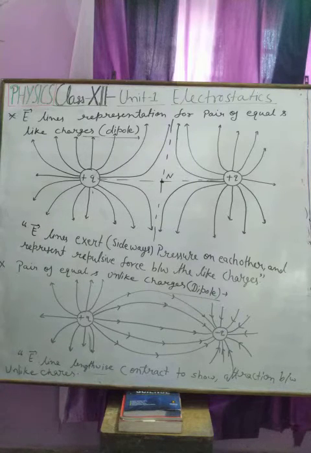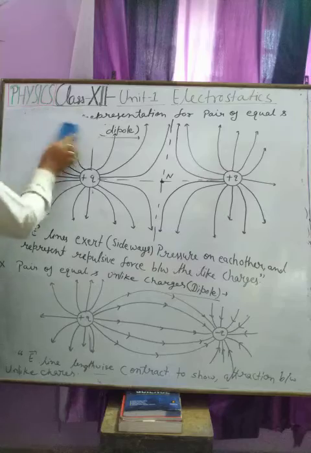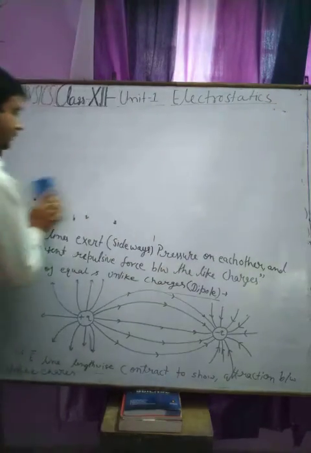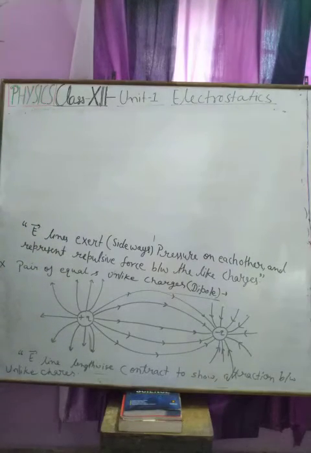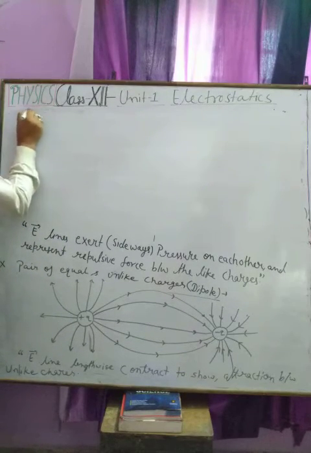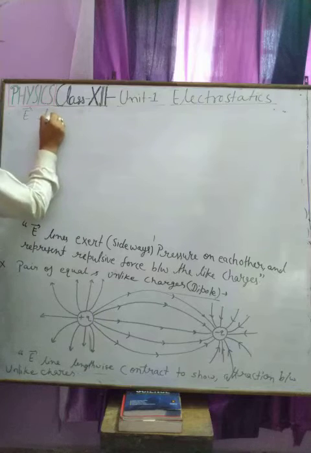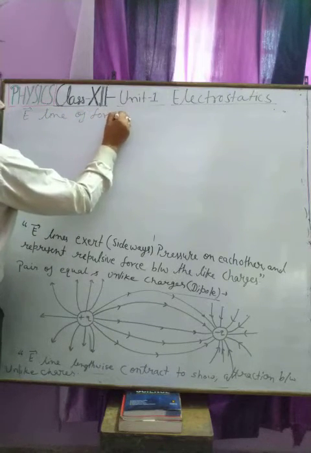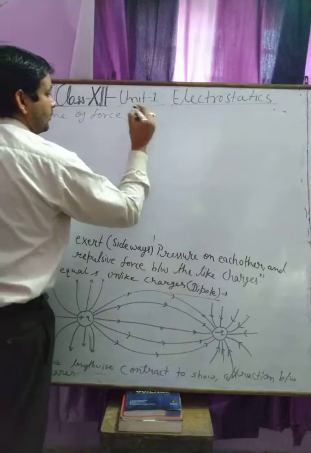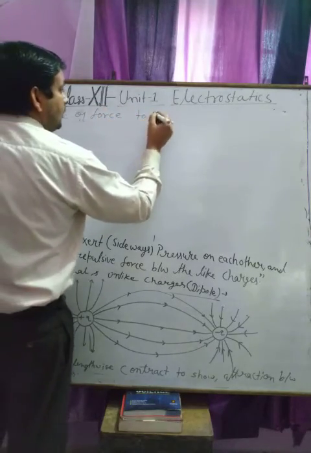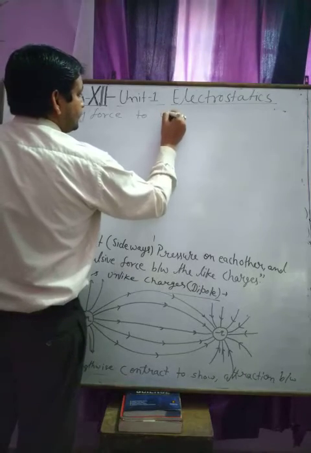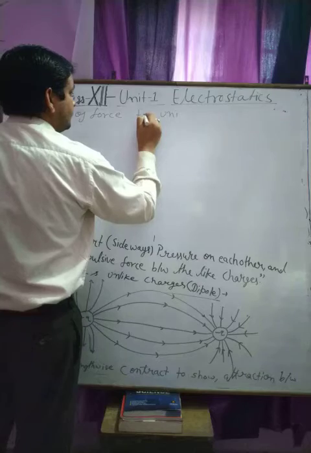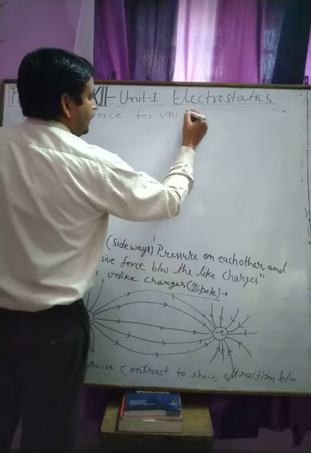Okay, now we can draw the field lines for a uniform field. Electric field lines of force for a uniform field.